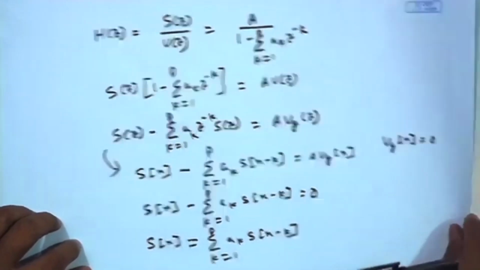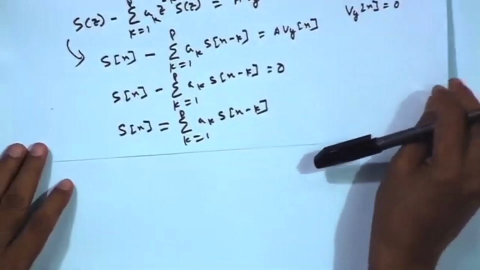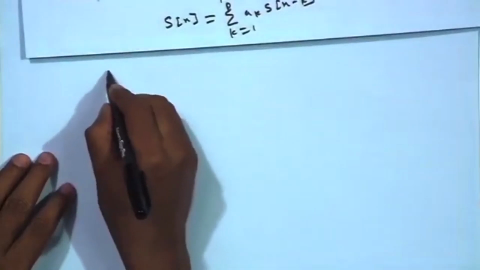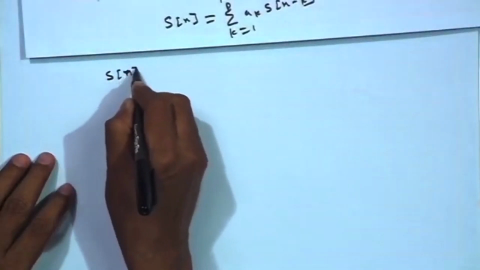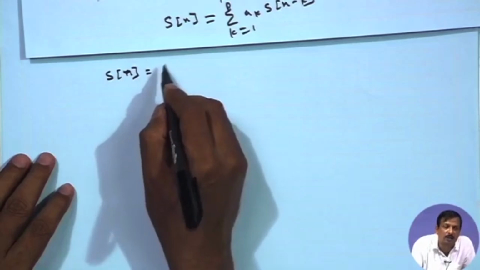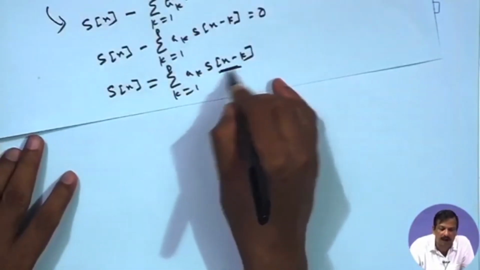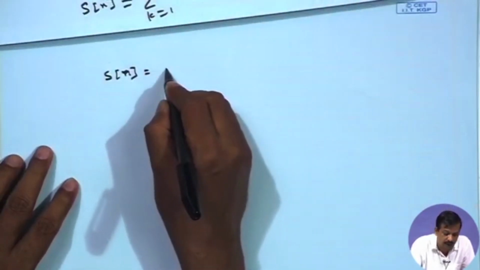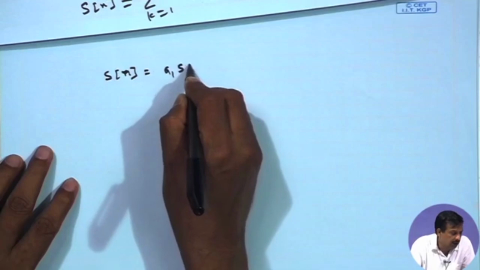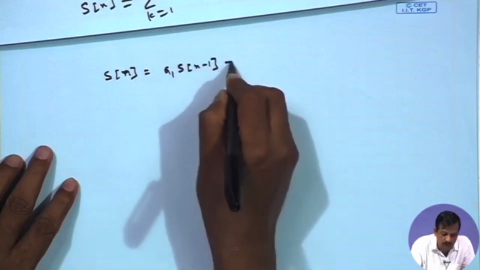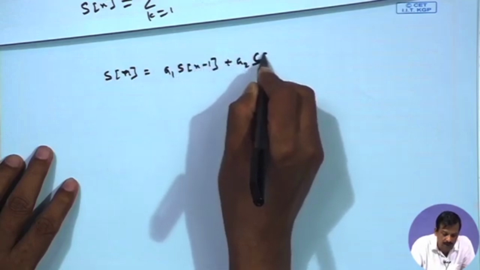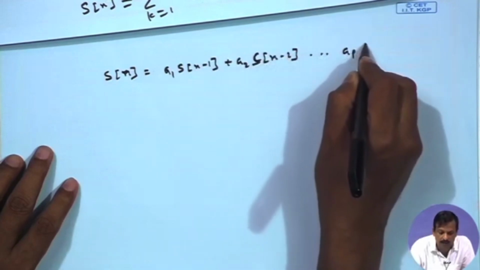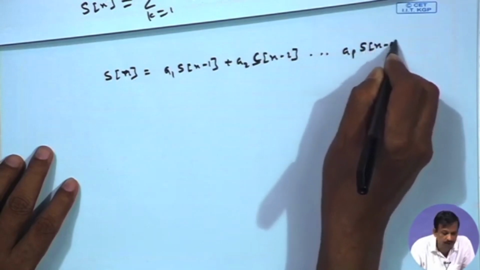Okay. Now, what do I get from this equation? s(n) is nothing but a linear combination of previous samples s(n minus k) with a multiplication factor a_k, for k equal to 1. So, a_1 s(n minus 1) plus a_2 s(n minus 2) and so on up to a_p into s(n minus p).